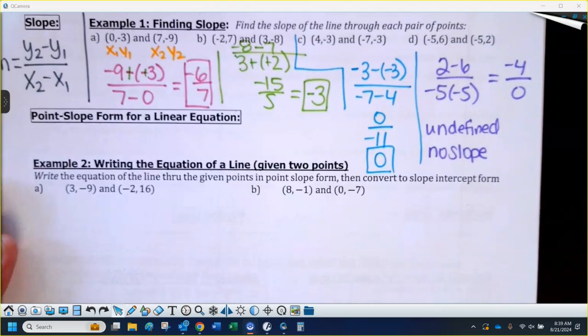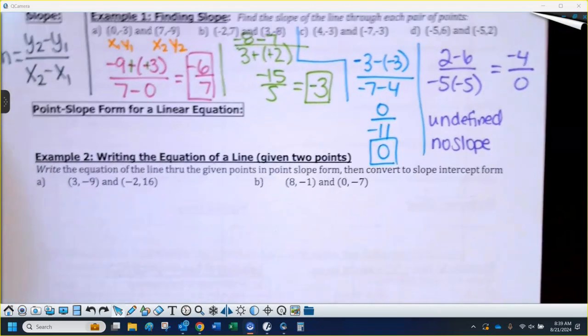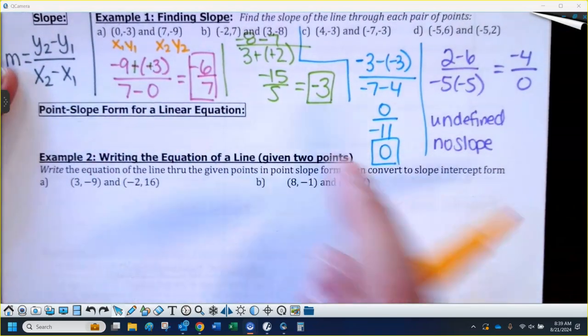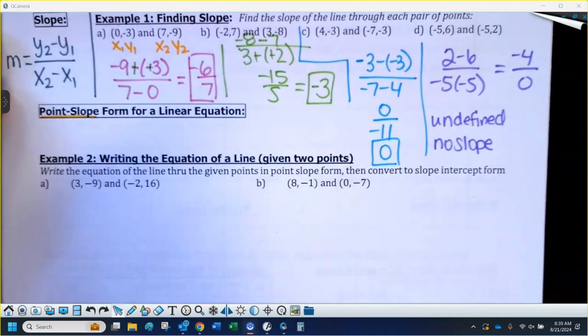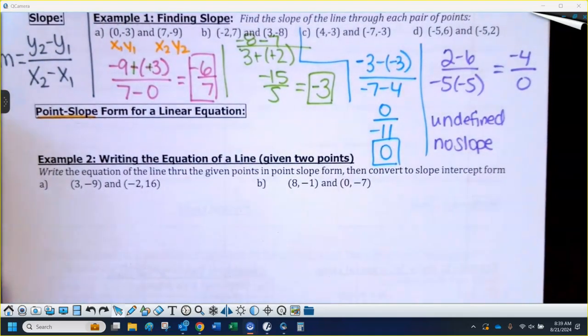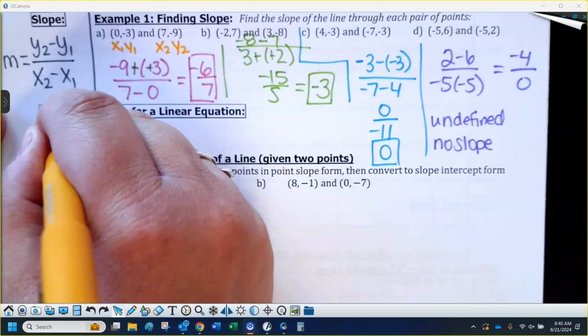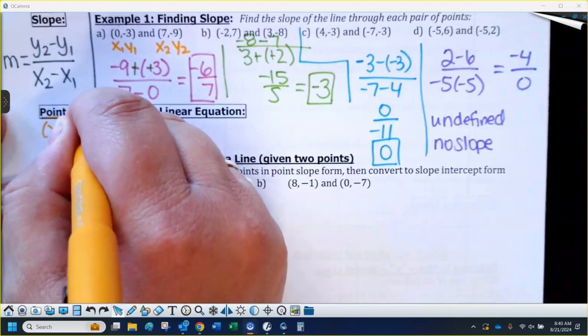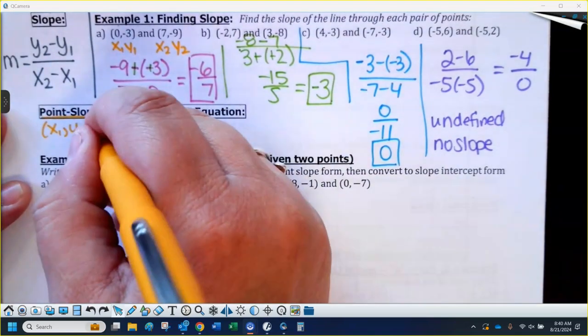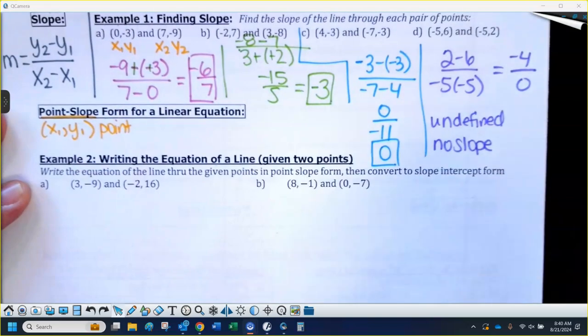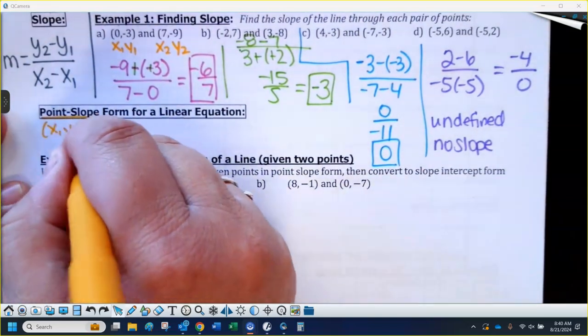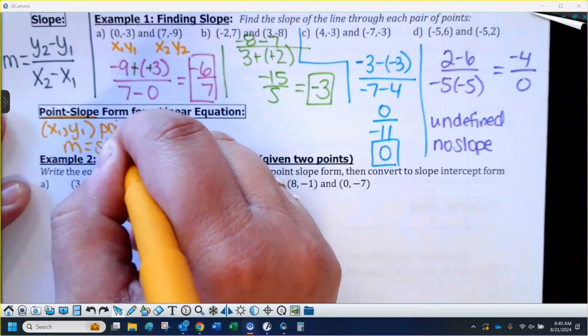All right, now my favorite linear formula. Well, I guess I like mx plus b, but this one's my second favorite. So the point slope formula is what we're going to work on today to help us write equations of lines. For this, as it says in the title, you need a point. I'm going to say I would have x1, y1. That would be a point.